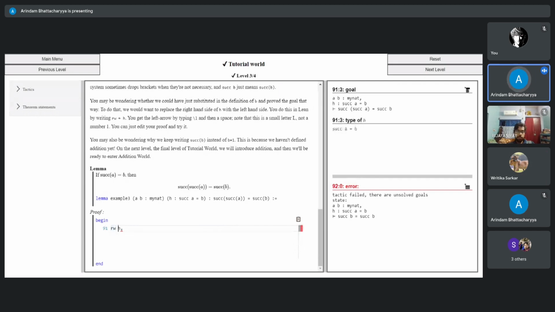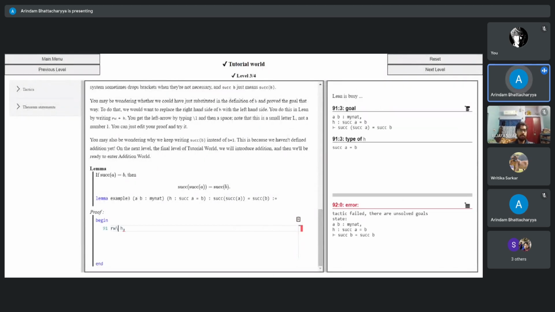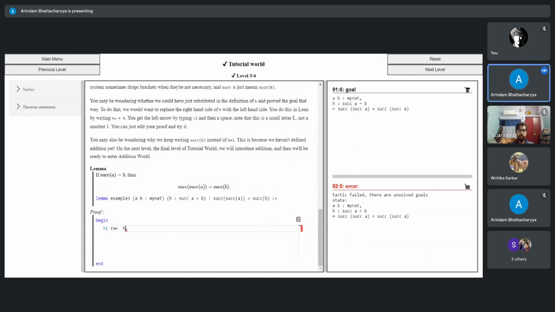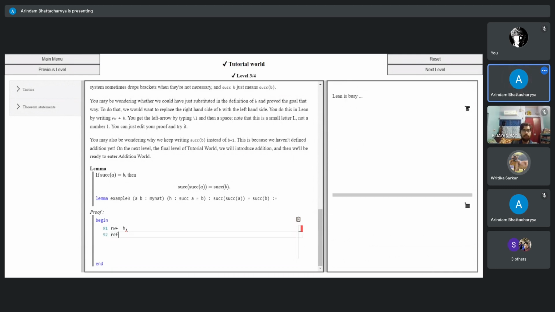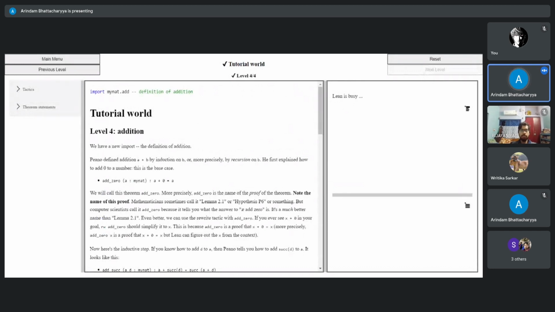So you see, it replaces succ A by B, but there can be times when you want to replace the right-hand side by the left-hand side instead of the left-hand side by the right-hand side. And the way to do that is backslash l, RW backslash l H. So you see, now it's succ of A equal to succ of A, right? Okay. And then finish by REFL. All right. What more?